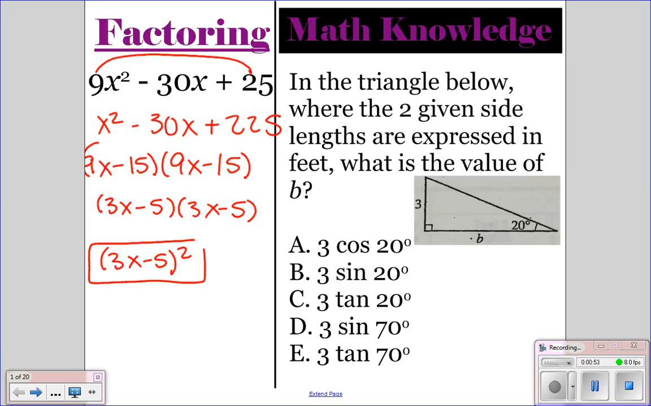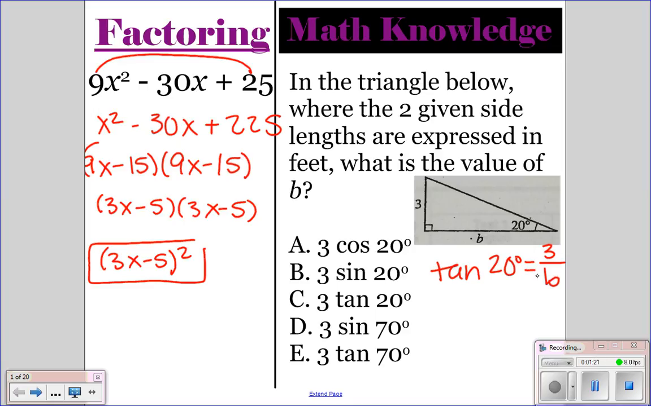For the math knowledge question, we are given a right triangle and we want to use a trig ratio. On this one, we have the adjacent and the opposite. So we're going to want to use the tangent function. The tangent of 20 degrees is opposite over adjacent. Remember, that's one that you're supposed to memorize. If you haven't done that, you need to make sure to memorize those.